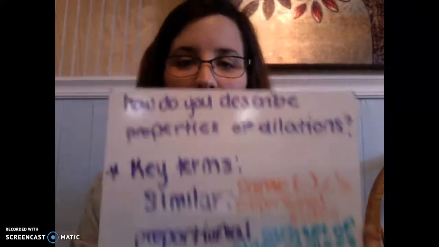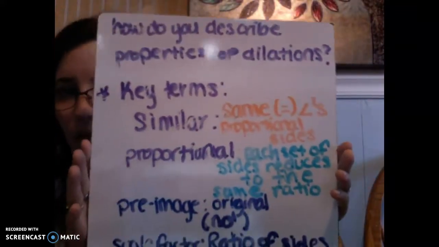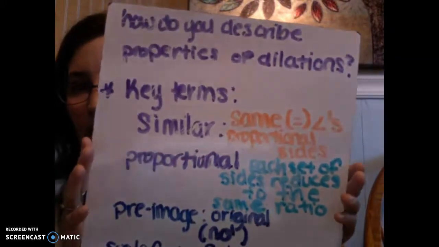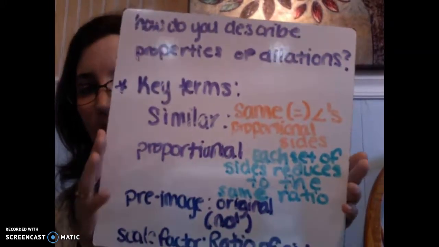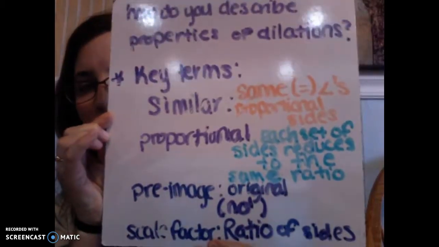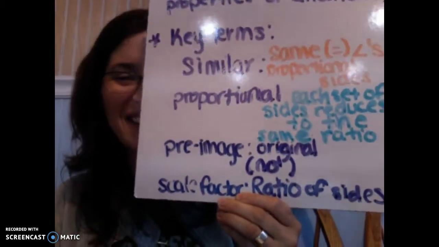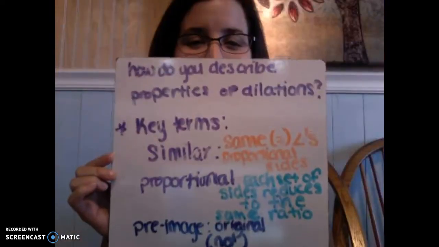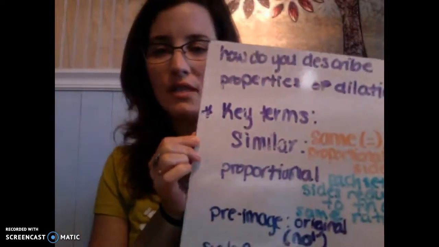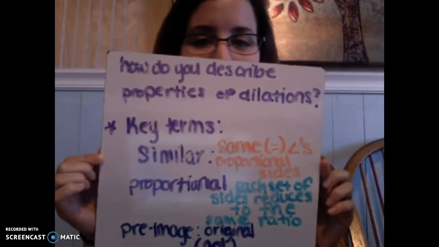All right, good morning. So this is what we're working on, which is dilations. How do you describe properties of dilations? There's our key terms: similar, proportional, pre-image, and scale factor. All right, so how do you describe properties of dilations?